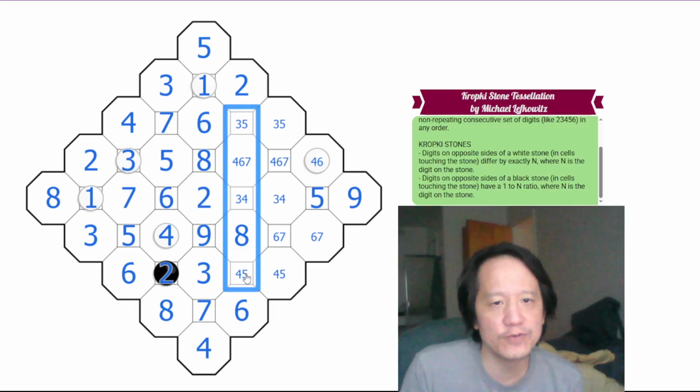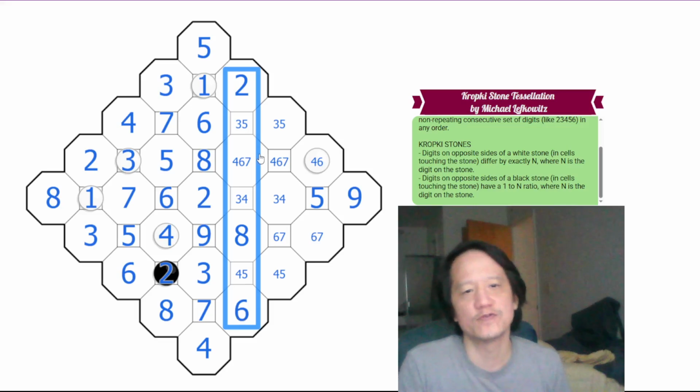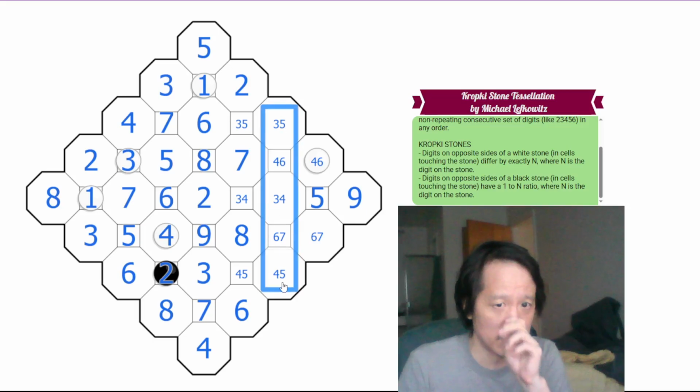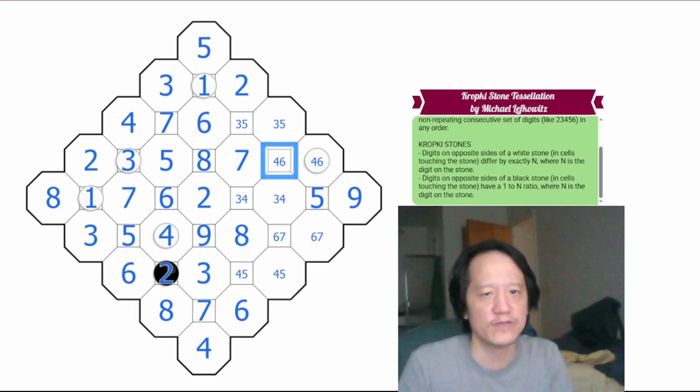We have a 3, 4, 5 triplet in this column here, which eliminates 3, 4, 5 in the rest of the column. This can't be 4, can't be 6, it must be 7. So this can't be 7. We have a 3, 4, 5 triplet here in this column. So this can't be 3, 4, 5 in the rest of the column.